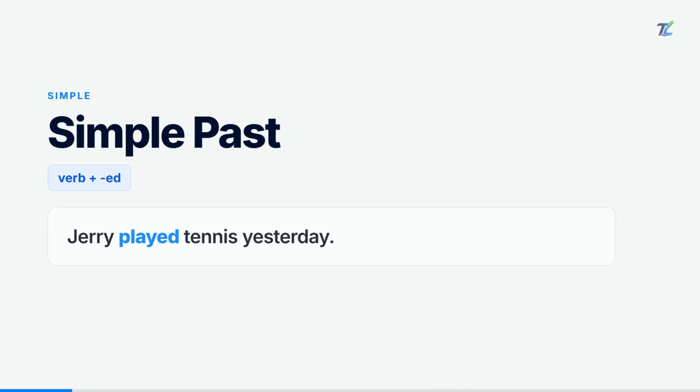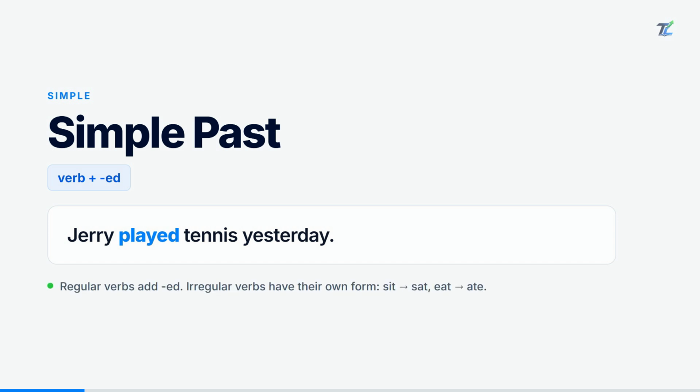For simple past tense, we want to show something that happened in the past and finished in the past at a particular time. Jerry played tennis yesterday is a specific time when he did some action. To show the action that happened in the simple past, for regular verbs, we just use ed. The hard part is for the irregular verbs like sit or eat. You have to remember that there's a special past tense form for each of those irregular verbs.